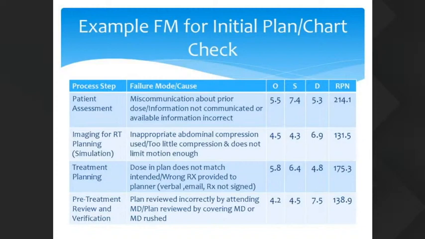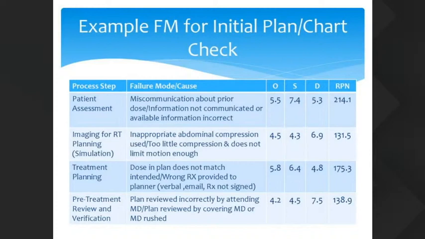Imaging for RT planning represented the simulation step. Inappropriate abdominal compression used because of too little compression and does not limit motion enough. In the treatment planning process step, here's an example. Dose in the plan does not match intended dose because the wrong prescription was provided to the planner, either by verbal, email, or the prescription was not even signed.